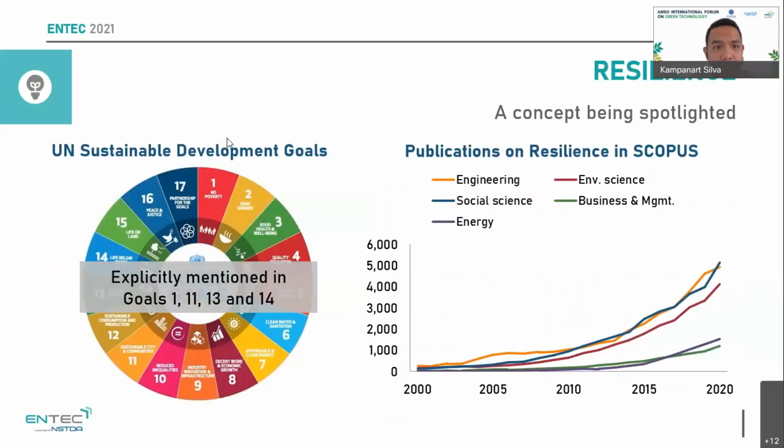So, a little bit of detail about energy resilience, a concept being spotlighted everywhere. You see from the left-hand side that when we talk about the United Nations Sustainable Development Goals, the word resilience is used in the targets of goals 1, 11, 13, and 14. We talk about resilience of people in the goal of no poverty, resilience of cities and communities when we talk about urban planning, and also resilience of the climate when we talk about climate action. And on the right, you will see that publications on resilience in Scopus are increasing dramatically, especially after 2015, after the SDGs were announced by the United Nations.